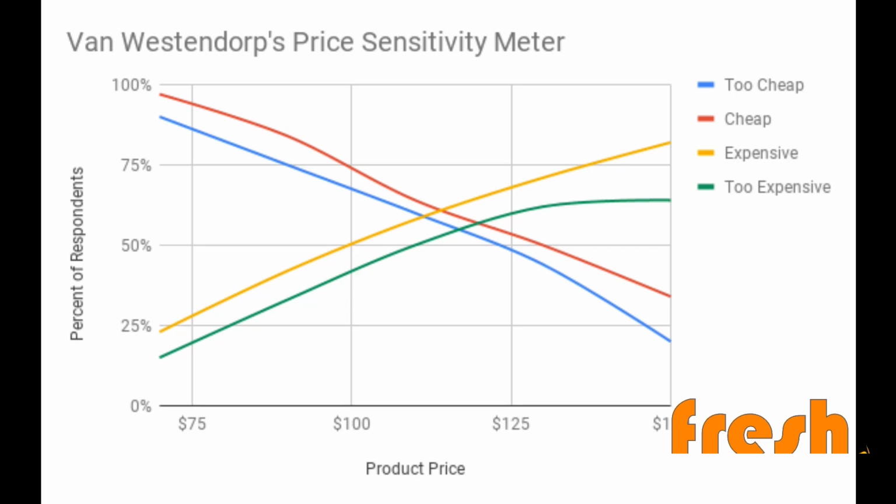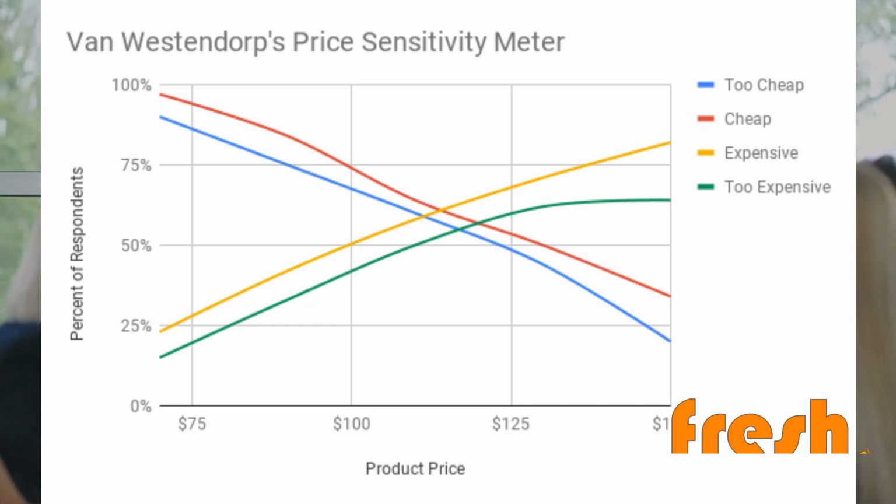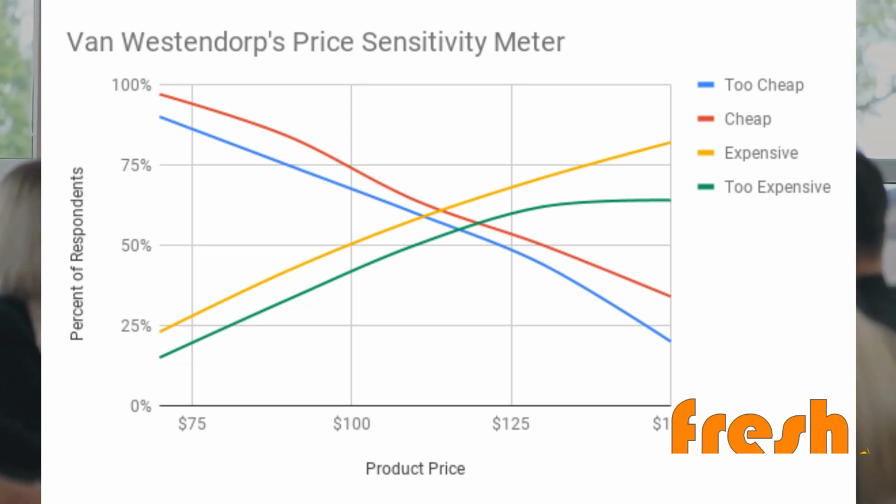This curve shows the cumulative percentage of respondents who find the price getting expensive but still acceptable. Unlike the first 2 curves, this one will start lower and increase as prices get higher, reflecting the growing discomfort among respondents with higher prices.